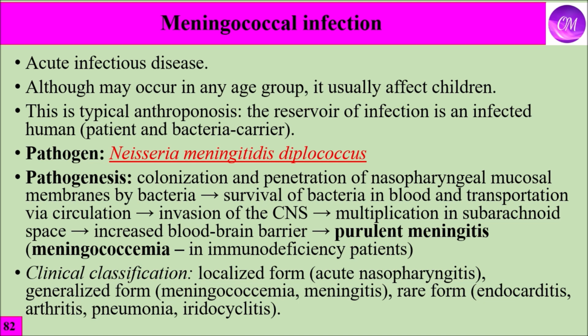Pathogenesis: colonization and penetration of nasopharyngeal mucosal membranes by bacteria, survival of bacteria in blood and transportation via circulation, invasion of the central nervous system, multiplication in subarachnoid space, increased blood-brain barrier permeability, resulting in purulent meningitis. So, meningococcemia in immune deficiency patients. Clinical classifications are the localized form, we call acute nasopharyngitis, generalized form, meningococcemia, meningitis, and rare forms: endocarditis, arthritis, pneumonia, iridocyclitis.